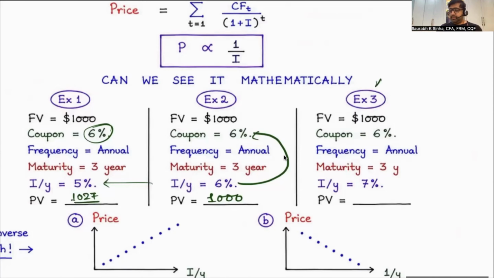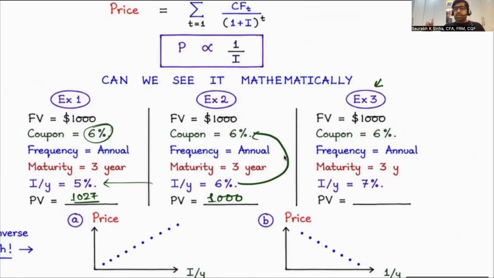Example 3. Face value 1000, coupon 6%, frequency annual, maturity 3 years, I/Y 7%. The interest rate in the market is higher than the coupon. Investor will perceive it as a bad investment, and therefore the value of the bond is going to be less than the face value, which is 1000.